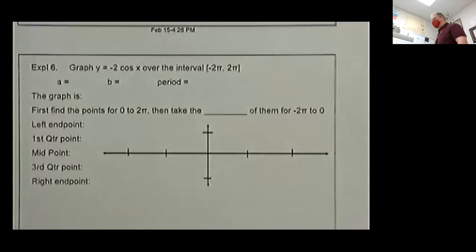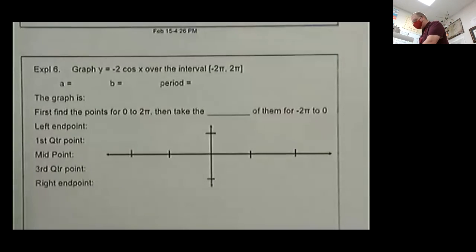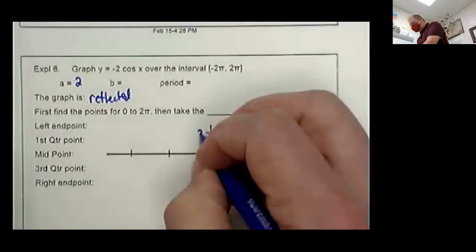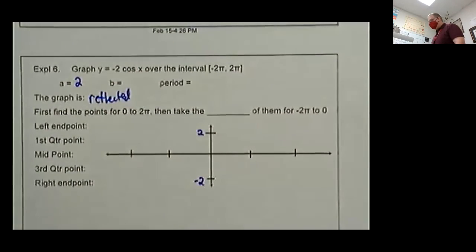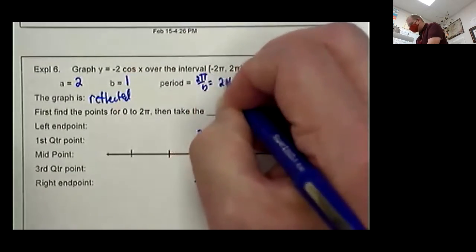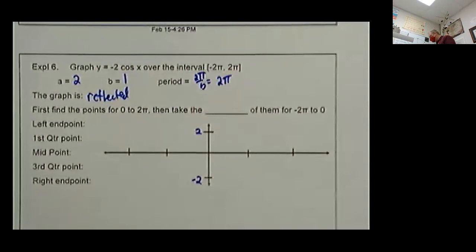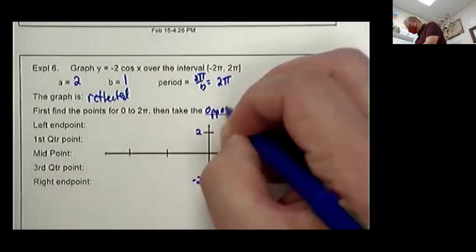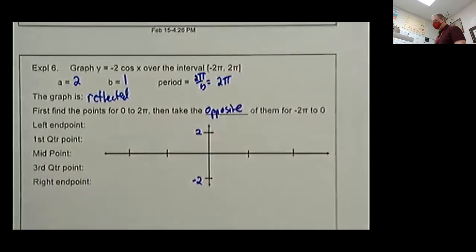So again, the first thing we want to do is establish our parameters. Our amplitude is 2, but note the graph is reflected. So we're going from 2 to -2. Our b value is 1, so our period is 2 pi over b, so our period is just 2 pi. First, we want to find the points 0 to 2 pi. Then we're going to take the opposite of them for -2 pi to 0. All right, so we're just going to basically continue the graph in the other direction.